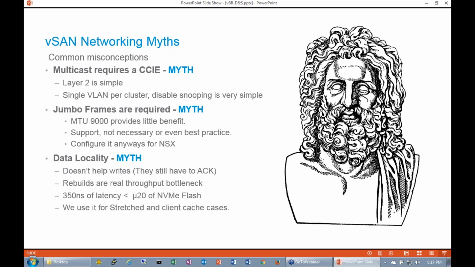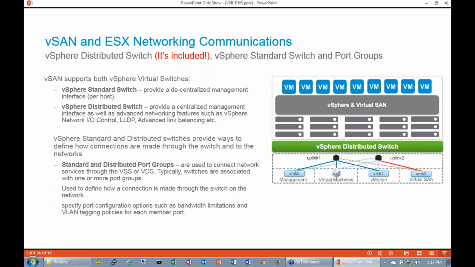All right, so let's see. Oh, I did mention that we do include VDS. I'm going to have to speed up. I'm really behind. But I did mention that we do support VDS. We do include VDS in the licensing of vSAN.